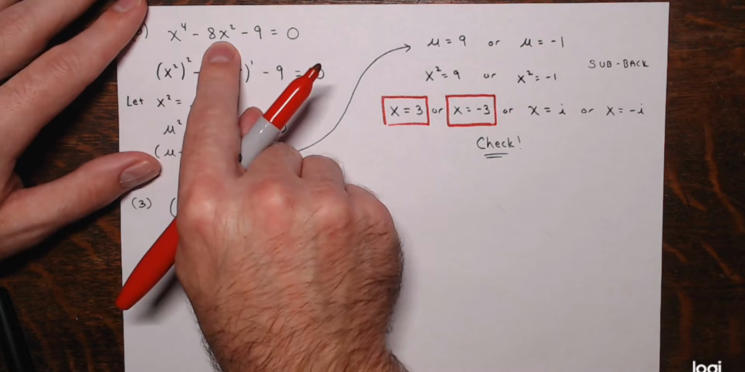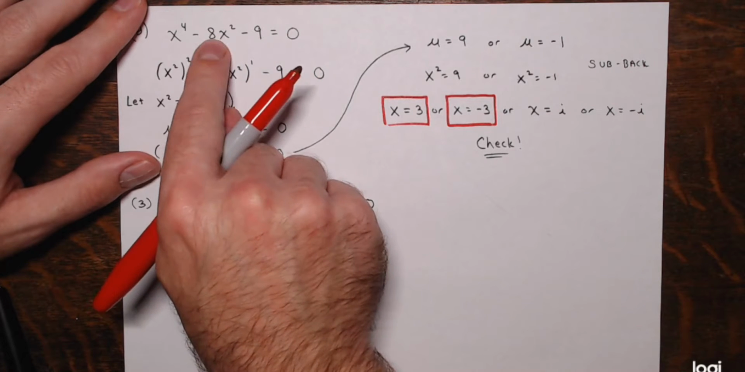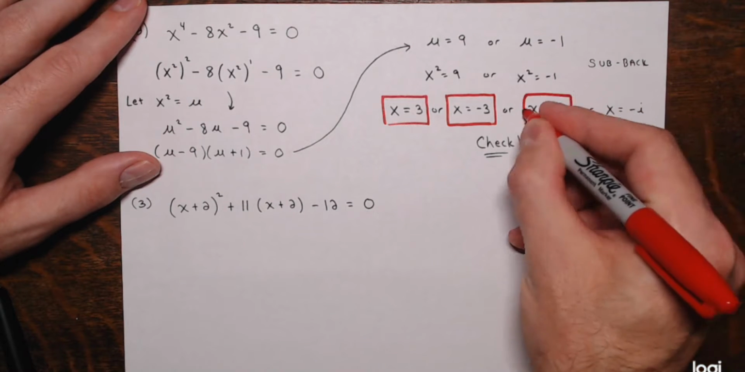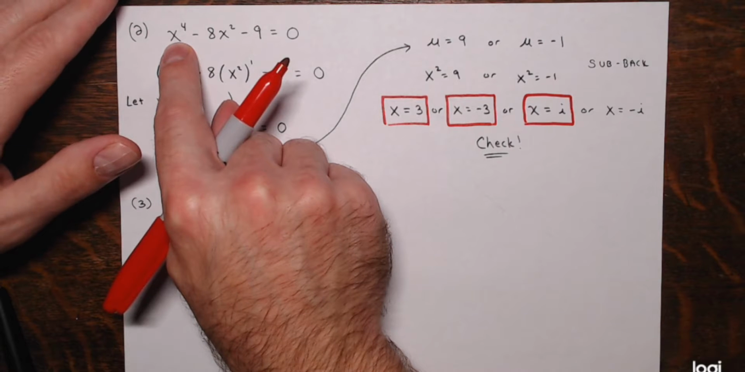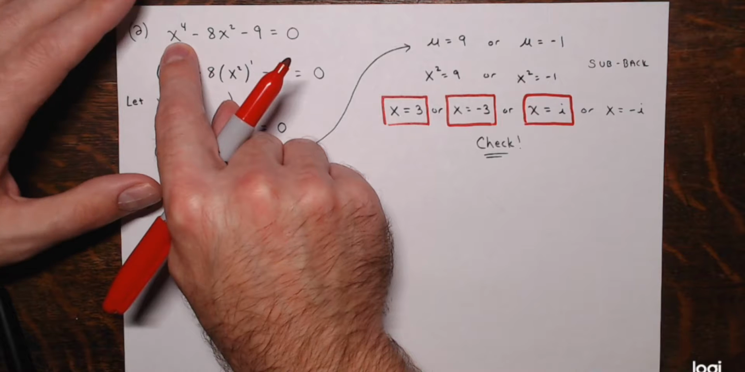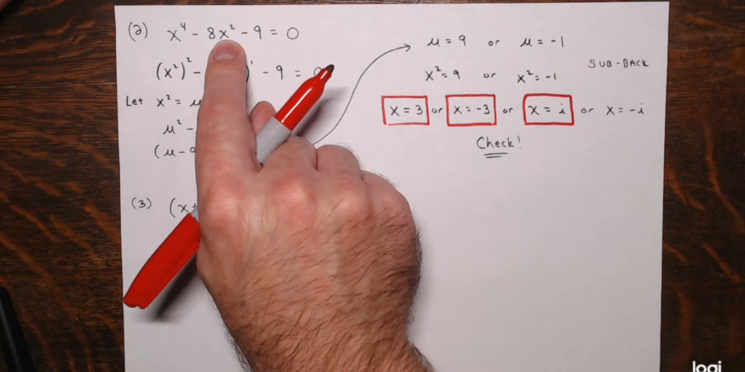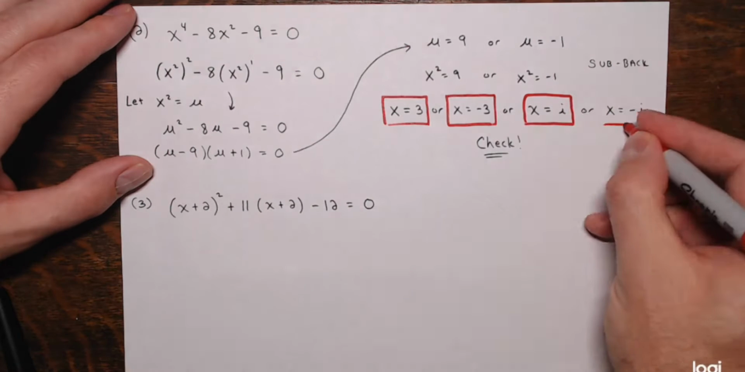i squared is negative 1, which would make this second term positive 8. You'd have 1 plus 8, which is 9, minus 9 is 0. And the same stuff would go for negative i, right? Negative i to the fourth would just be i to the fourth, right? Negative i times negative i times negative i times negative i would be positive i to the fourth, which would be 1. And then negative i squared would be just i squared, which would be negative 1. You get the same thing. You get 1 plus 8 minus 9 equals 0, which is true.